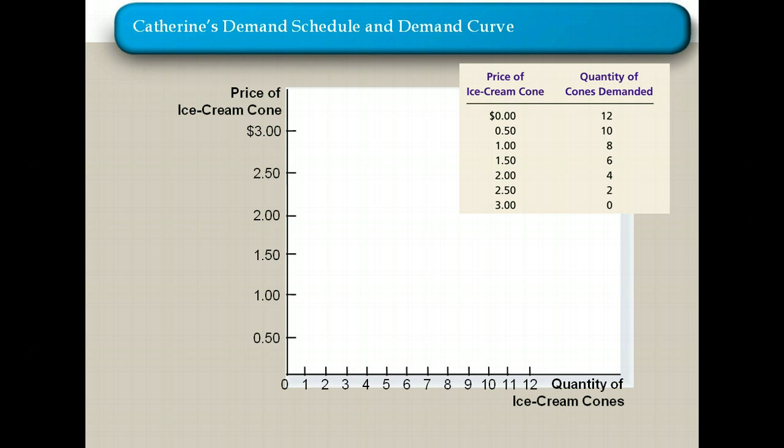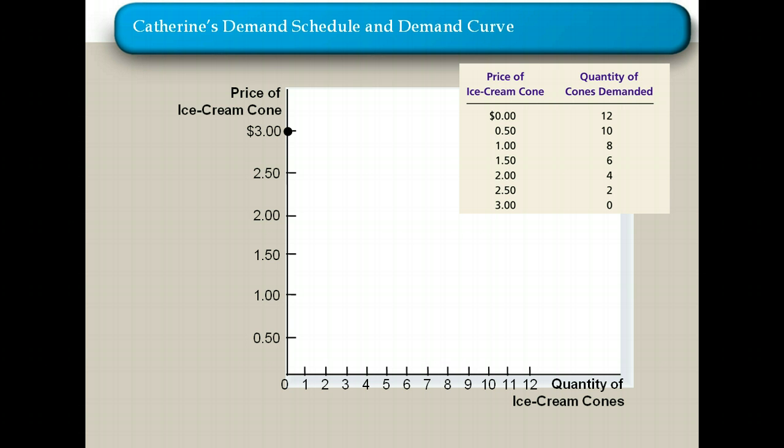Now, we've reposted that little demand table, demand schedule up there in the right-hand corner. So let's take a look. We're going to plot each point. Well, the very bottom point on her demand curve says that at $3, she wants 0 ice cream cones. So there we go. Now quickly, you'll just notice the price is on the y-axis. The quantity that she's demanding is on the x-axis.